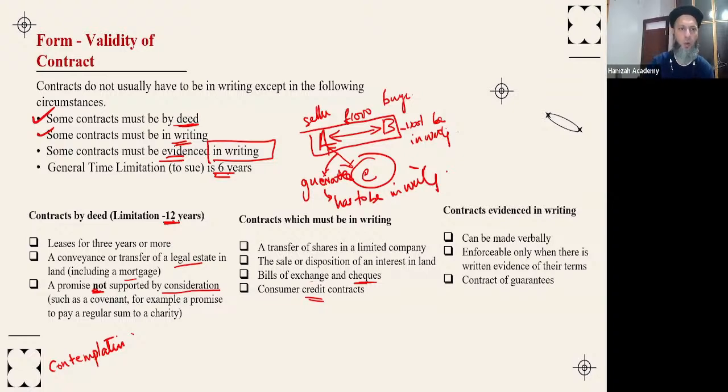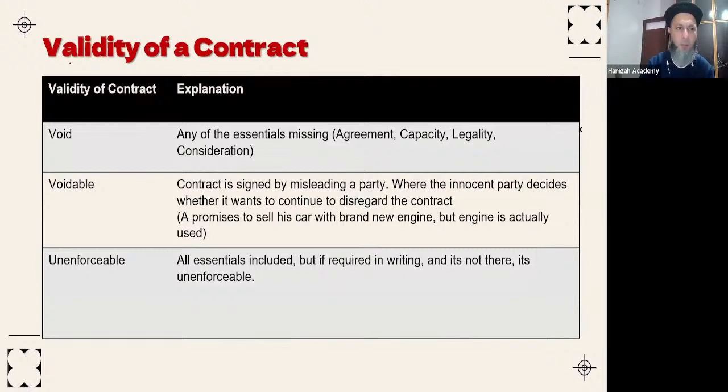If a contract is complete in all its elements, that is called a valid contract. But sometimes there are other possibilities. In English we use the word invalid, but in law we do not use the word invalid. We use void or void ab initio. If any of the essentials is missing, if there is no offer, no agreement, capacity, legality, consideration, then it is called a void contract.